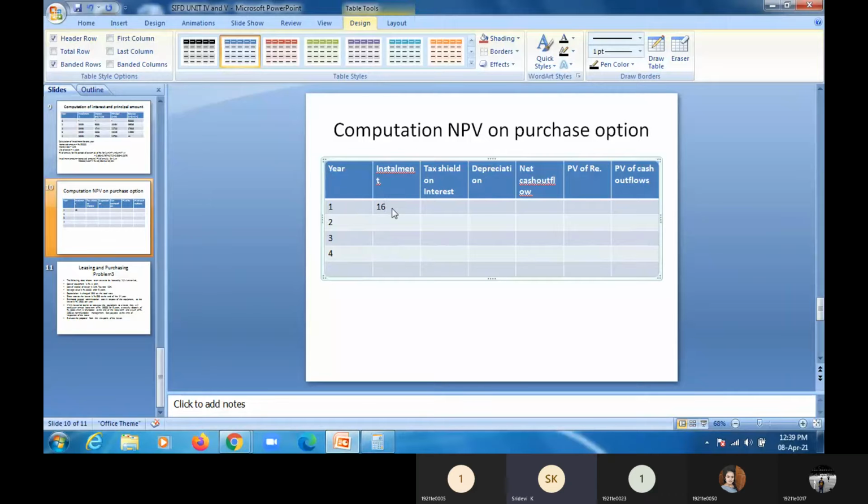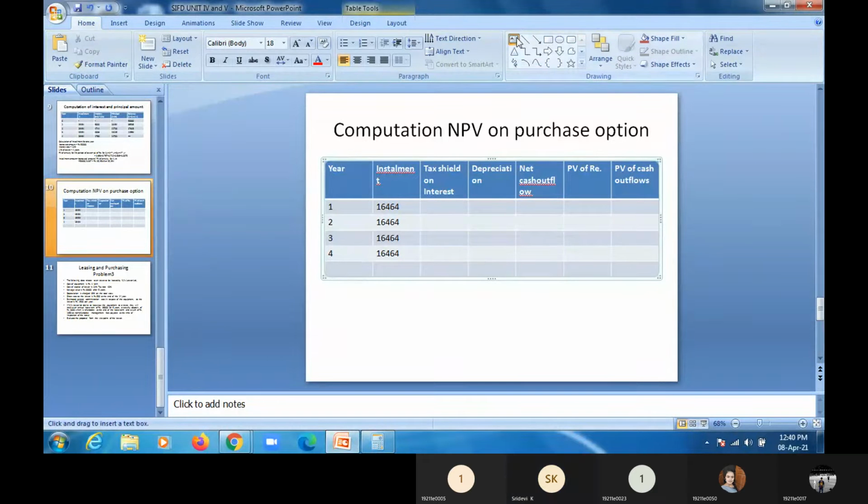For each installment we are paying 16,464. This is the amount we are going to pay. So now how much you are getting tax shield on interest, that you need to calculate. So tax is how much? 30% you are paying, no? How much is given in the problem? 30%. Okay. So let us calculate on interest how much tax you are exempted.